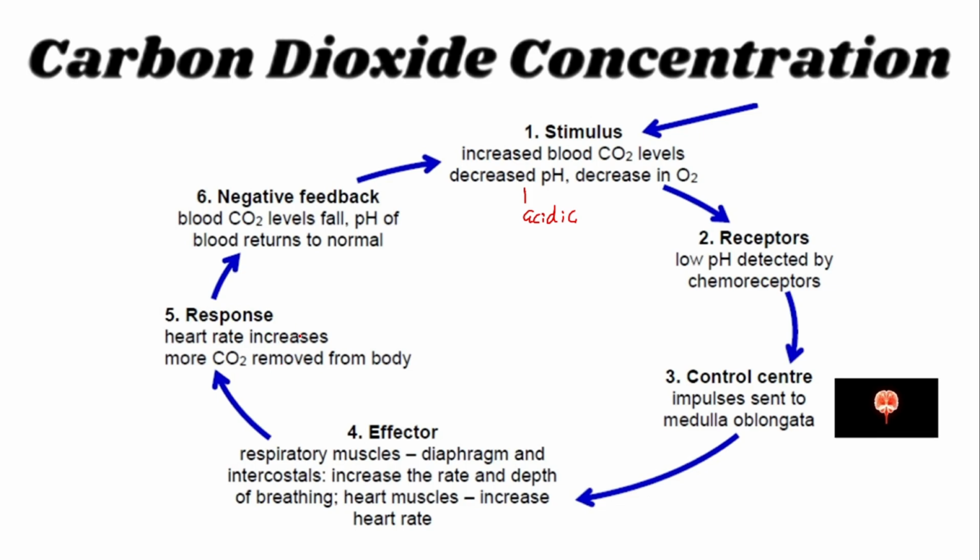So heart rate increases, and then more CO2 is removed from the body, and then blood CO2 levels fall, pH of blood returns to normal. Okay, so that is the process. That's the negative feedback for carbon dioxide concentration. So the imbalance starts here when there's an increase, and it's going to try and reverse that and bring it back to normal.